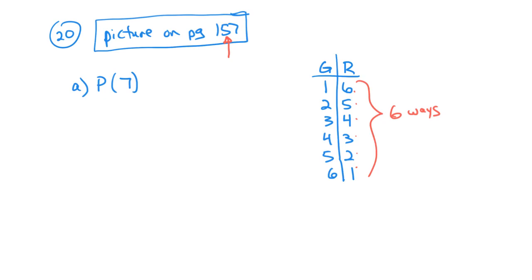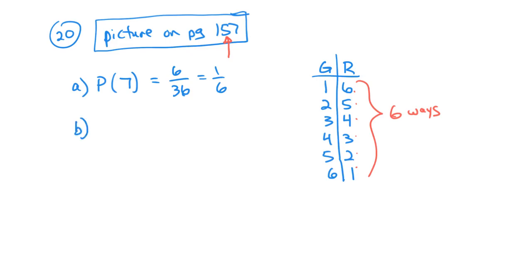But the fact that there's 36 total outcomes means the probability that you get a 7 is going to be 6 out of 36, because there's 36 total outcomes and 6 of these have a sum of 7. So it's going to be 1 out of 6. Or 6 out of 36, or 1 out of 6 if you simplify it.